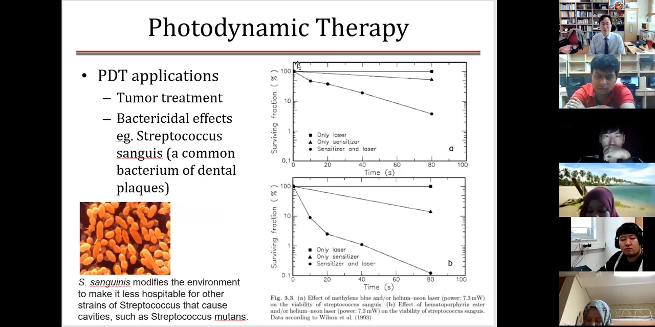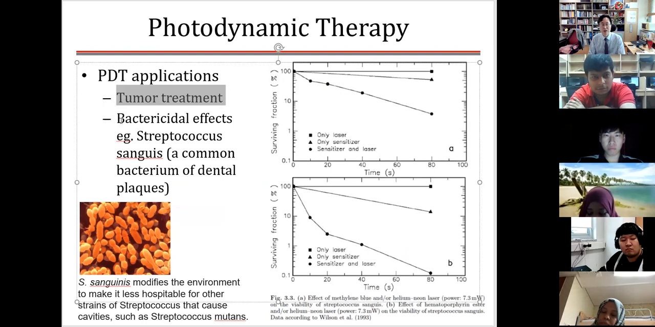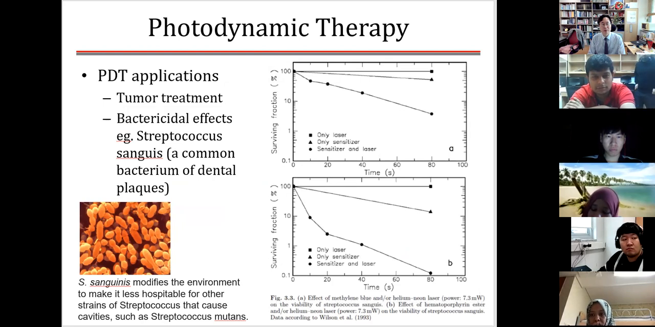So here are some examples of PDT applications, and it can be used as a tumor treatment and also for bactericidal effects. In here, the graph shows that, compared with no laser, combining the laser with the photosensitizer together has a very effective killing of the cells, or in here, actually the bacteria. So Streptococcus sanguis, those bacteria can be killed by combining laser and photosensitizer together.